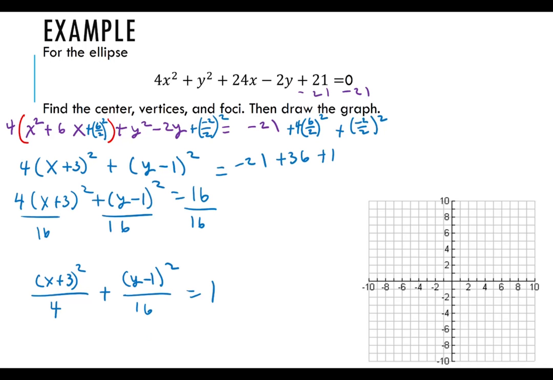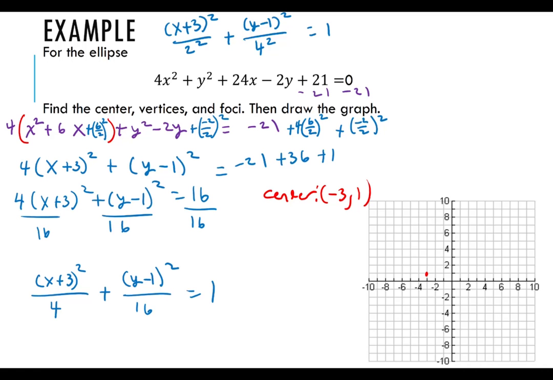And then if you want to be real careful and get this in the correct format that we want, this is then (x plus 3) quantity squared over 2 squared plus (y minus 1) quantity squared over 4 squared is equal to 1. Alright, so at this point recognize that the bigger number is under the y stuff, which means that we have a vertical ellipse. We also know that our center is at negative 3, 1.